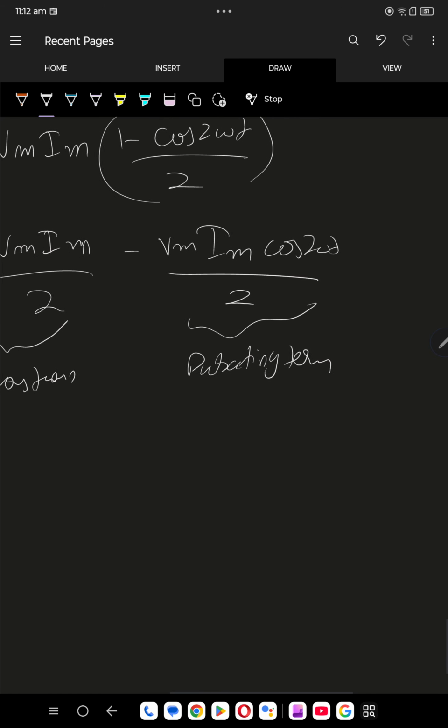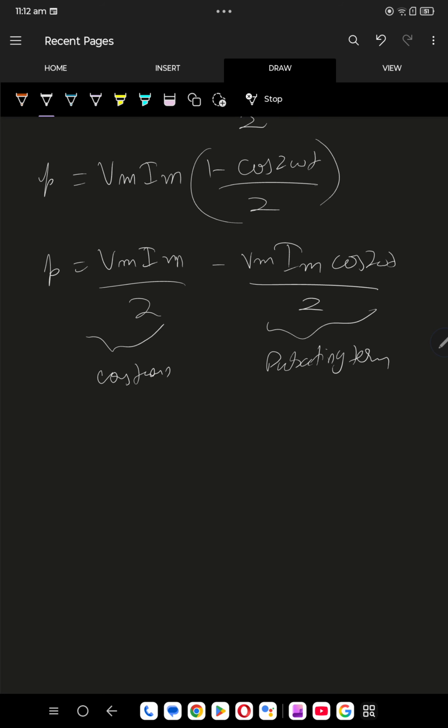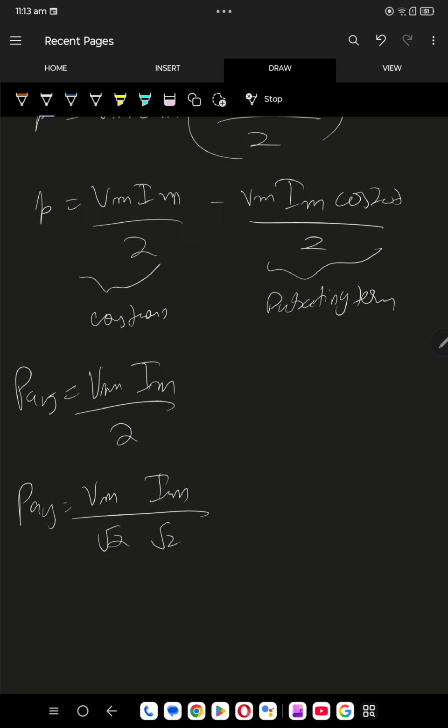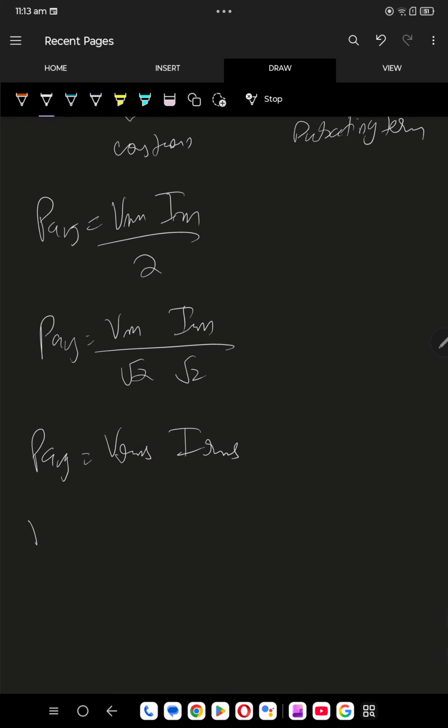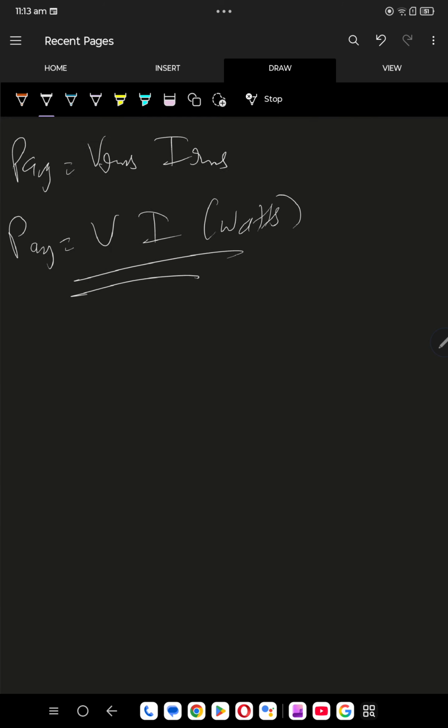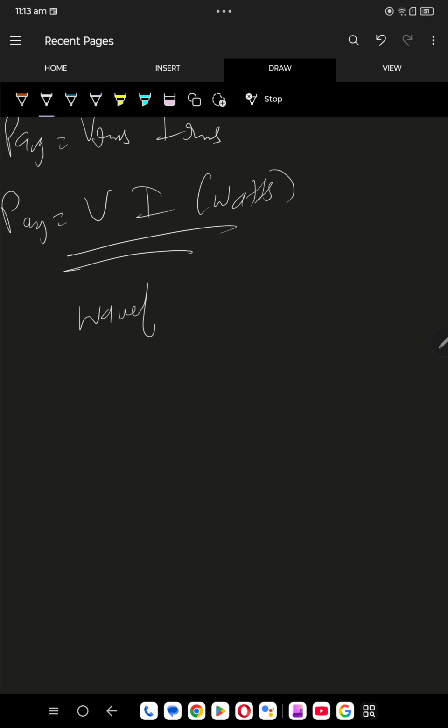We know that the average of the pulsating term over a cycle is 0. So P average equals Vm Im by 2. P average equals Vm by root 2 into Im by root 2, because basically root 2 into root 2 is 2, right? Vm by root 2 is Vrms. Im by root 2 is Irms. So P average is basically V into I in watts, where V and I are in RMS values. Now we got VI. Now we can draw the waveform easily.